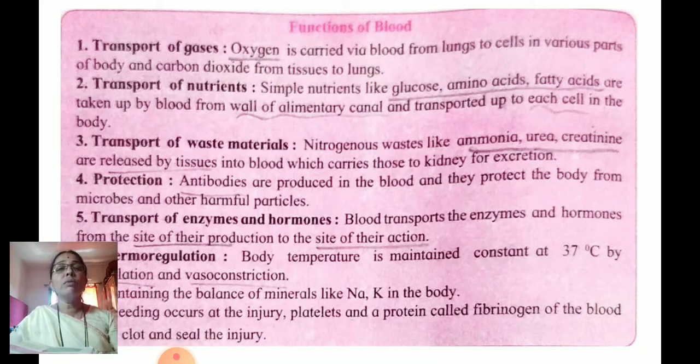It transports nutrients also, nutrients like glucose and amino acids. Amino acids are required for making proteins, like some proteins that are enzymes and hormones. It also helps to transport fatty acids. These are taken by the blood from the wall of the alimentary canal.